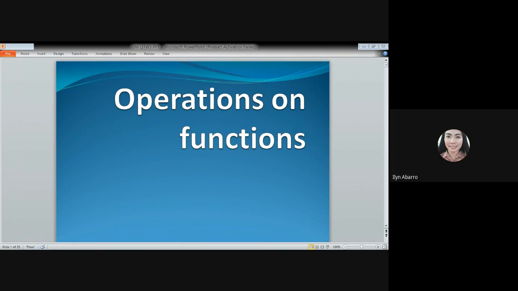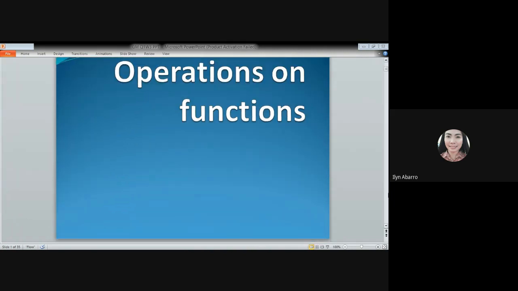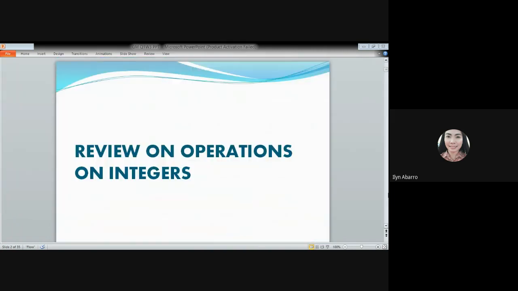So, for this week, week 3, we will have lesson 3, which is operations on functions. When we say operations, it deals with the 4 fundamental operations, which includes addition, subtraction, multiplication, and divisions of functions. But before we proceed with our lesson, let us have a review for some requisite topics of this lesson.